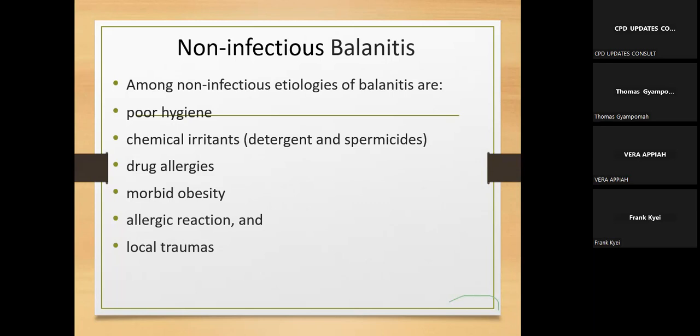Of course, we also have drug allergies, morbid obesity. If you become so huge, you can't even move, and it means that the penis will not be mobile. So it will rest, and before you could say Jack, it has become infected. So that is local traumas. These are things that can also happen to the head of the penis to cause an infection, which you call balanitis. So it could be infectious, it could be non-infectious. Where it is non-infectious, you look out for what could have happened. If it's a chemical irritant, of course, you advise the patient to avoid that kind of chemical, and then you can go without going for any antibiotics.